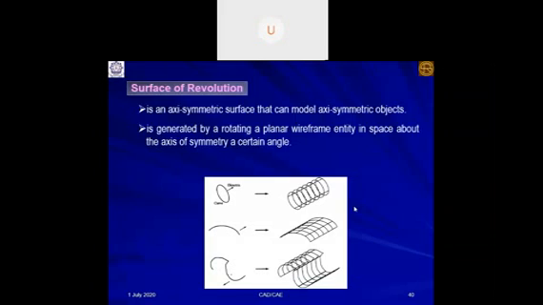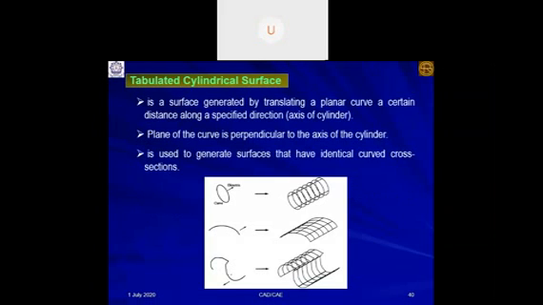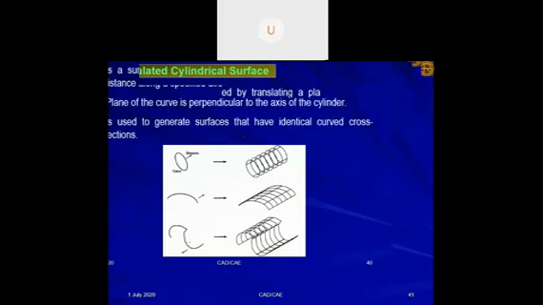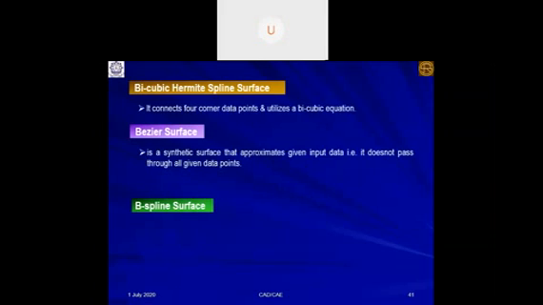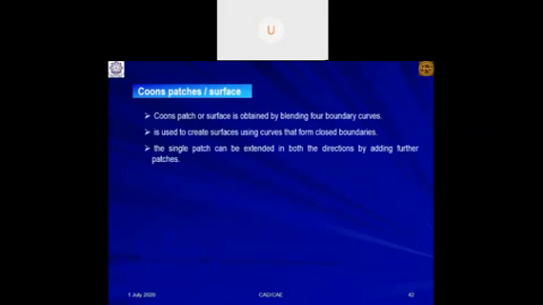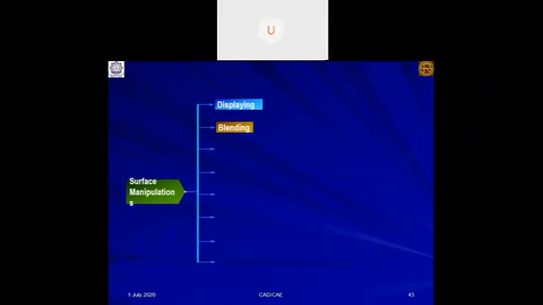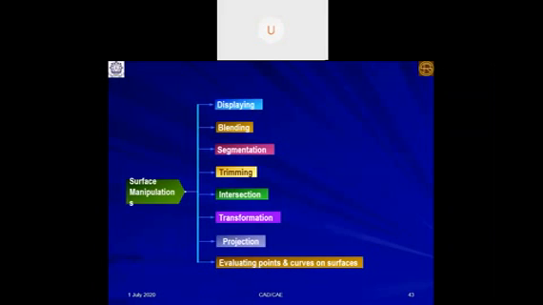So there is the tabulated cylindrical surface. In surface modeling, these are the different types of commonly used surfaces. Other than that, using the different synthetic curves, you can design the different synthetic surfaces. So similar to the curve manipulation, there is the surface manipulation like displaying, blending, segmentation, trimming, intersection, transformation, projection, and so on.